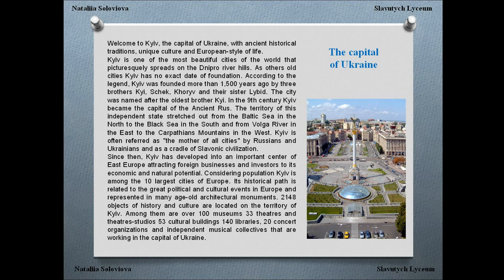Kiev is often referred to as the mother of all cities by Russians and Ukrainians and as a cradle of Slavonic civilization. Since then, Kiev has developed into an important center of East Europe, attracting foreigners, businesses, and investors to its economic and natural potential. Considering population, Kiev is among the 10 largest cities of Europe. Its historical past is related to the great political and cultural events in Europe and represented in many age-old architectural monuments.